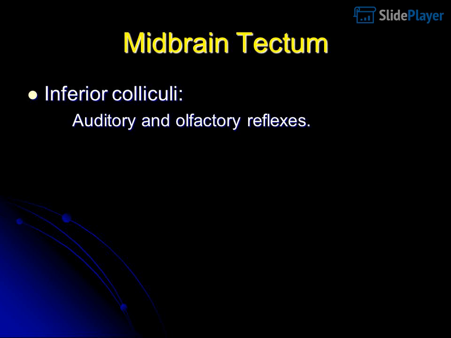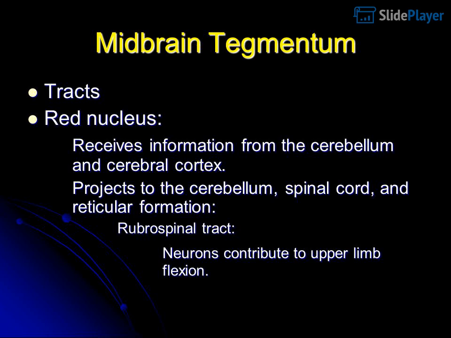Midbrain tectum: inferior colliculi, auditory and olfactory reflexes. Midbrain tegmentum: tracts, red nucleus. Receives information from the cerebellum and cerebral cortex. Projects to the cerebellum, spinal cord, and reticular formation. Rubrospinal tract neurons contribute to upper limb flexion.